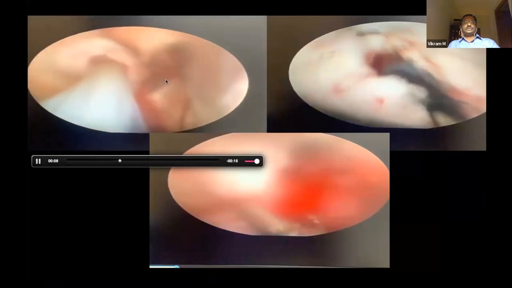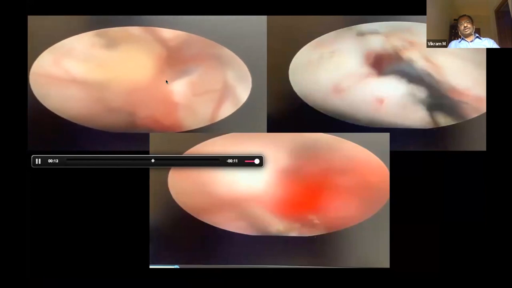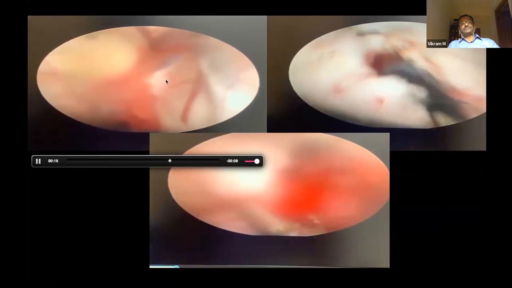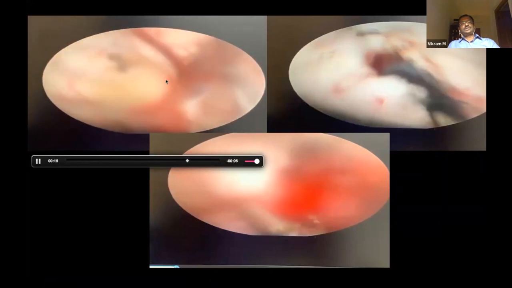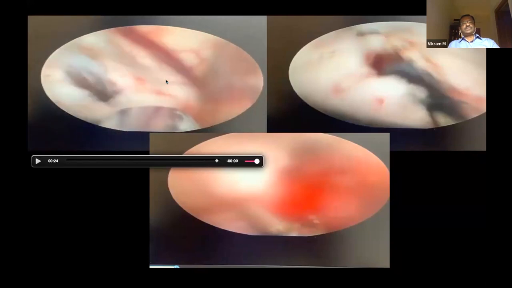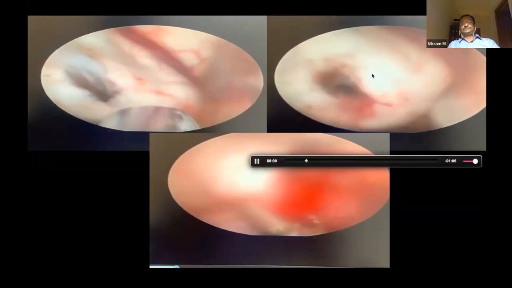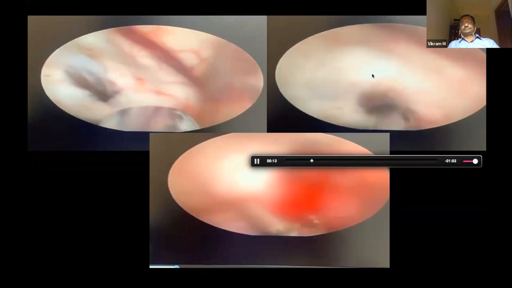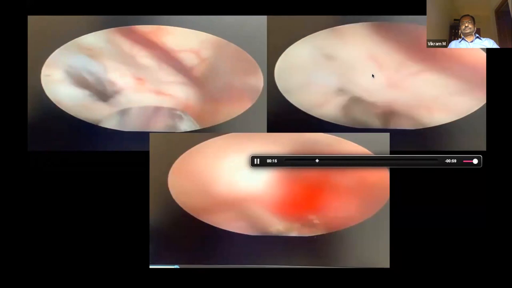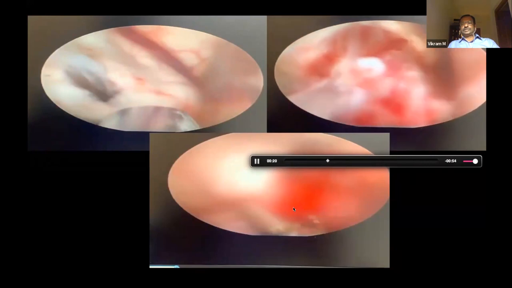Here, because the choroid plexus is dense and we are not able to see the foramen of Monro itself, we made the decompression through the septum, and as we are decompressing, we can observe that the foramen of Monro is getting opened up, and we are gently dissecting out the capsule. So that's the capsule.